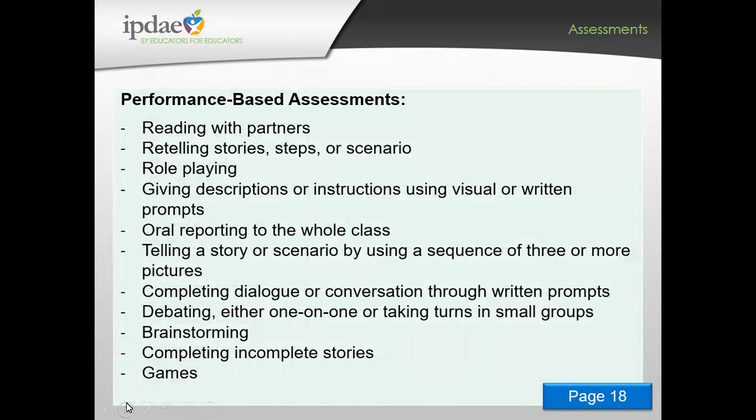There's performance-based assessments, okay? Reading with partners, retelling stories, steps or scenarios. Again, role-playing, that's a big one. That's also performance-based. Giving descriptions. Telling a story or scenario by using a sequence of 3 or more pictures. Debating. I know we had debating as an activity, but debating can also be a type of assessment. Brainstorming. Completing incomplete stories. Games. And games can also be a resource as well. Games can be an assessment and a resource at the same time.